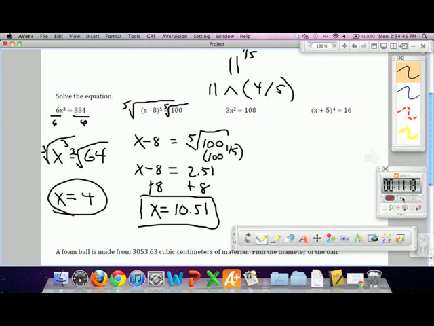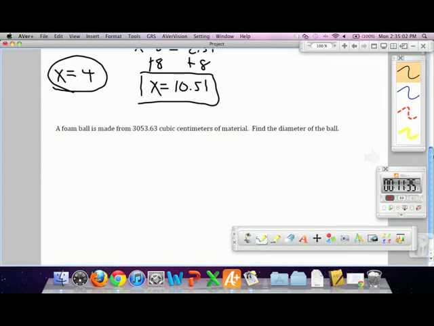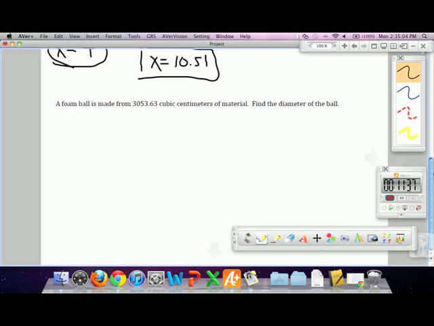Those last two you can do on your own time, or at the end of class. Here in just a second, let's look at one little story problem. A foam ball is made of 3,053.63 cubic centimeters of material. Find the diameter of the ball.